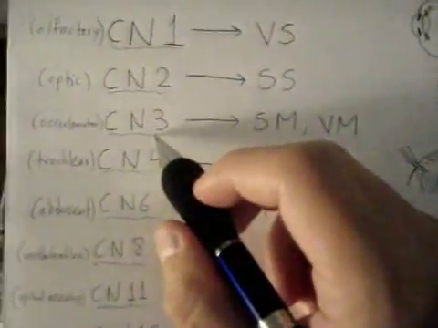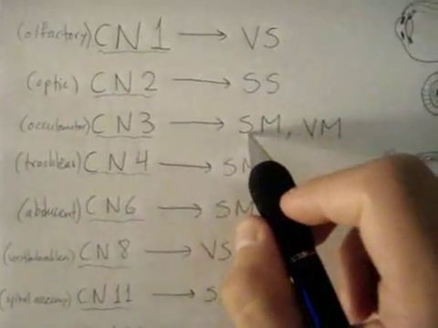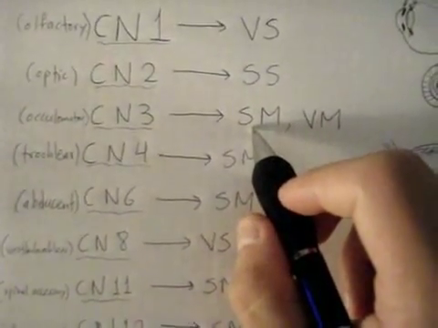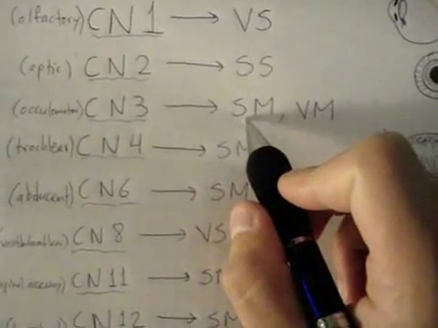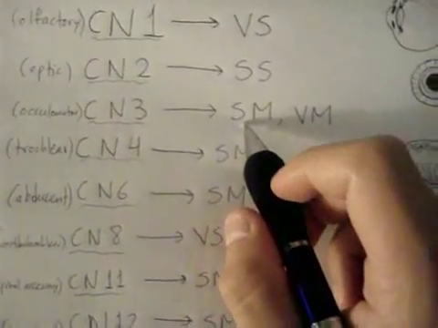Cranial nerve 3 is the oculomotor nerve, and it has two components: a somatic motor component, which is responsible for the movement of the eye, specifically the superior, inferior, and medial rectus muscles of the eye, as well as the inferior oblique muscle of the eye.